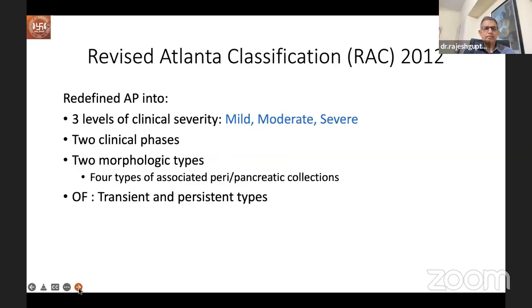for repeat imaging. The revision of the original Atlanta classification of 1992, which happened in 2012, inserted another grade of severity, moderately severe pancreatitis, in addition to mild and severe pancreatitis. It also divided the clinical phase of the pancreatitis into the first week, which was the initial or early phase, and beyond the first week, which was the late phase. And then there were two morphological types with peripancreatic collections, and it also differentiated organ failure into transient organ failure, lasting less than 48 hours, and persistent organ failure, lasting more than 48 hours.